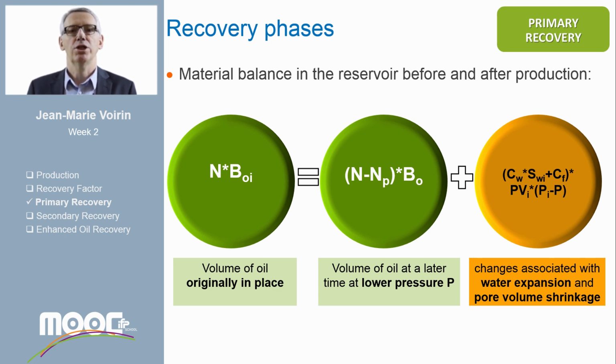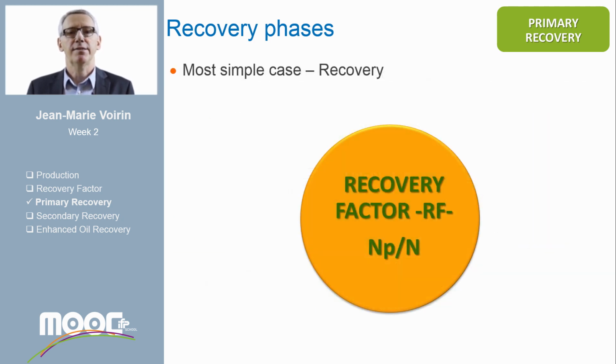The oil volume originally in place at the initial pressure is on the left-hand side of the equation, whereas the right-hand side reflects the oil volume remaining at a later time at a lower pressure P, as well as the changes associated with water expansion and pore volume shrinkage. This material balance equation can be rearranged to show the recovery factor, the ratio of the oil effectively produced, called NP, to the volume of original oil in place expressed in surface conditions, called N.